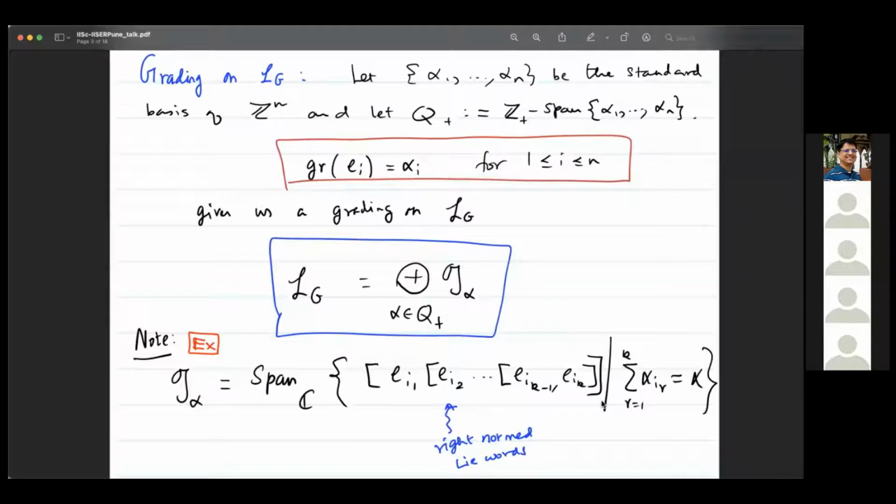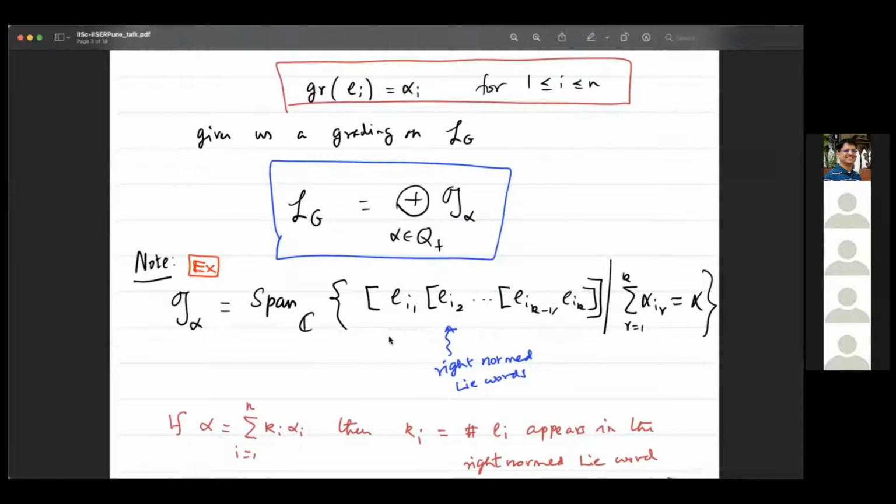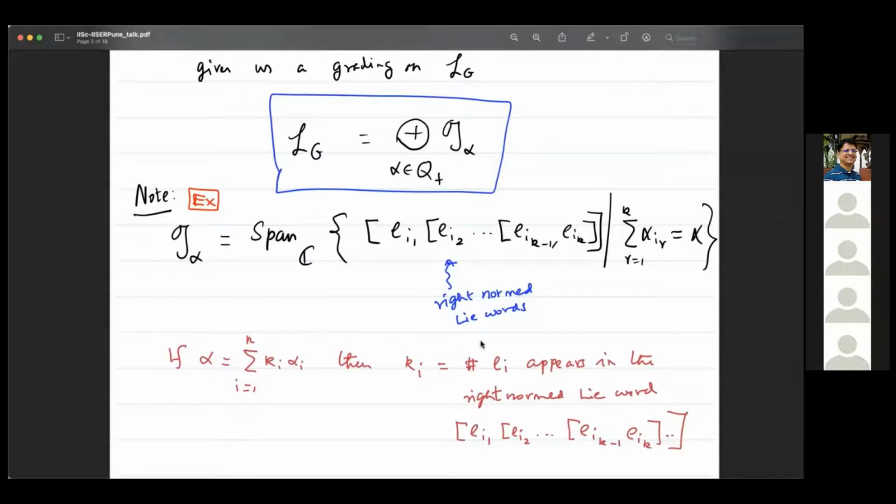And of course, the grading should match. The weight or grade of this lever should match with this alpha. So basically, what you are counting is this: if alpha is equal to the summation of k_i alpha_i, then k_i is nothing but the number of e_i that appear in this right-normed lever. So that is your k_i. It's a very easy grading. It just counts the number of e_i that appear in this lever, which is very similar to the usual grading that we have in the partially commutative associative algebra.